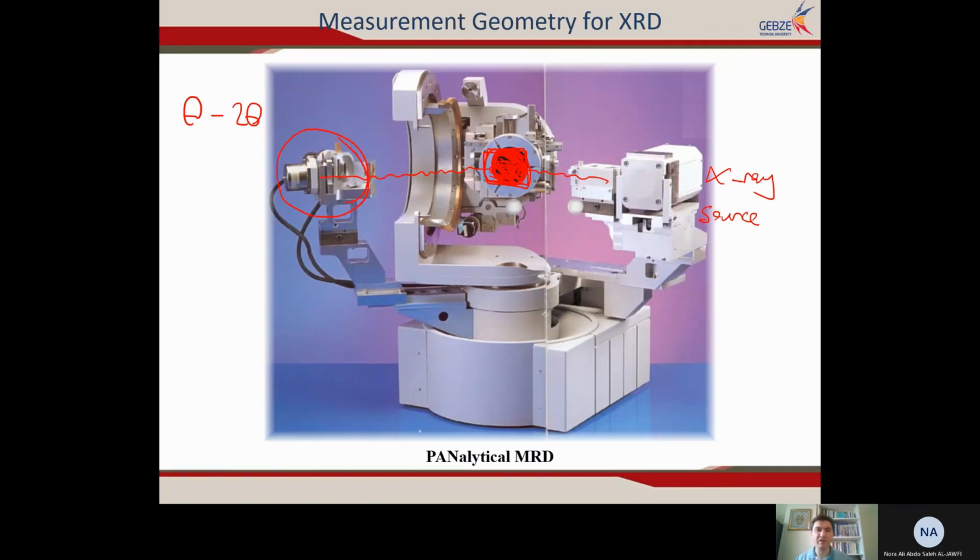Let's consider a scintillation counter, for example. And what do you see here? This X-ray source is located on a goniometer, and this detector is also located on a goniometer. And here we have another axis for this goniometer, and another axis for this goniometer. It can go in and out, so you can change the position of the sample like this. So this is a multi-axis goniometer.